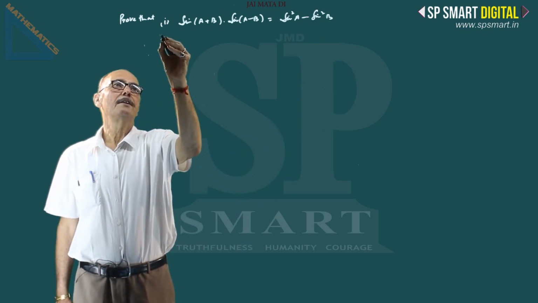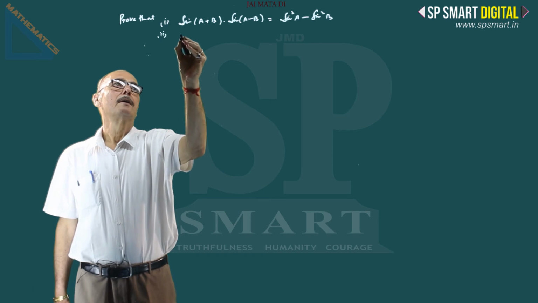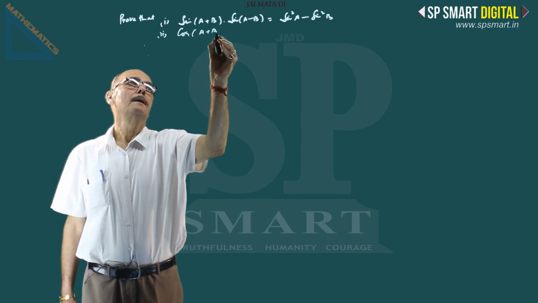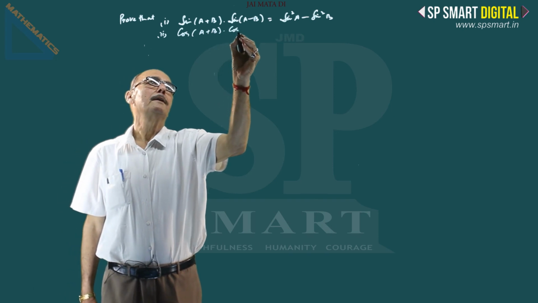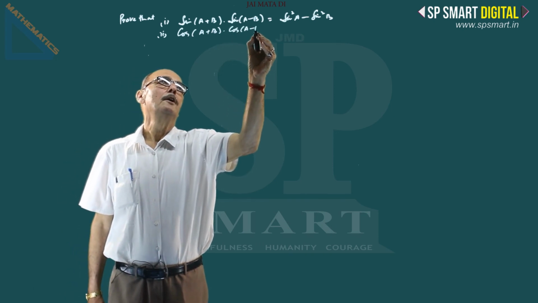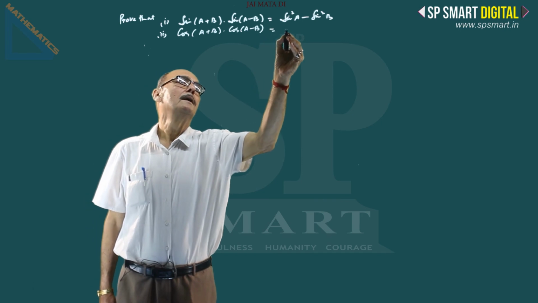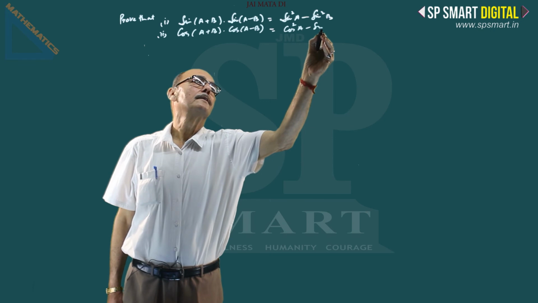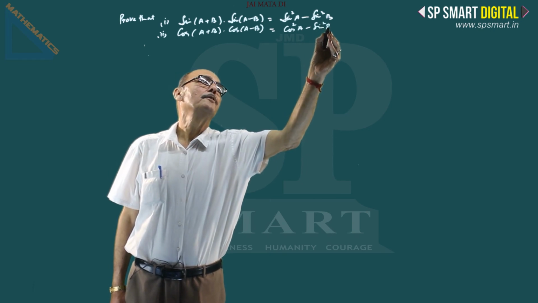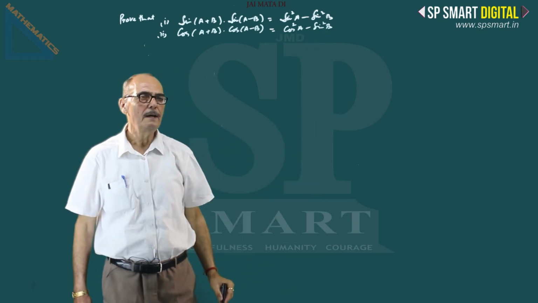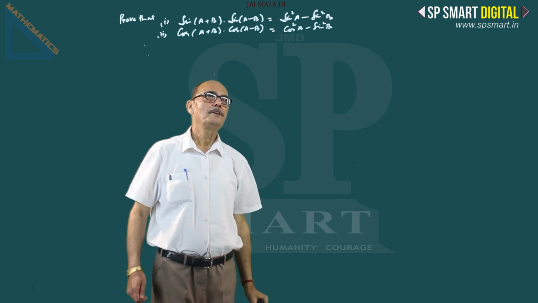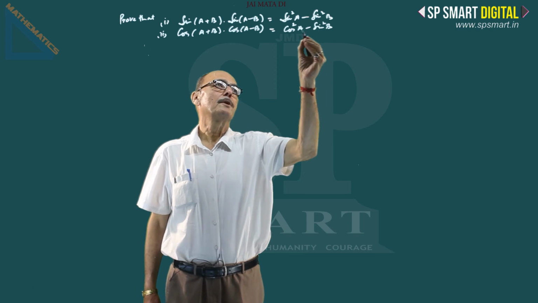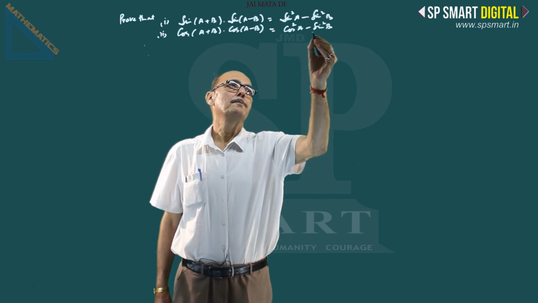and the second result is cos(A plus B) multiplied by cos(A minus B) is cos square A minus sin square B. In the second formula, generally students commit the mistake of writing cos square A minus cos square B, but it is cos square A minus sin square B.